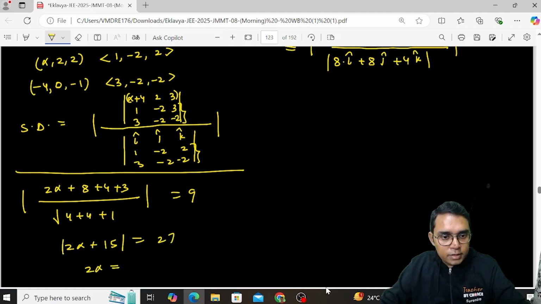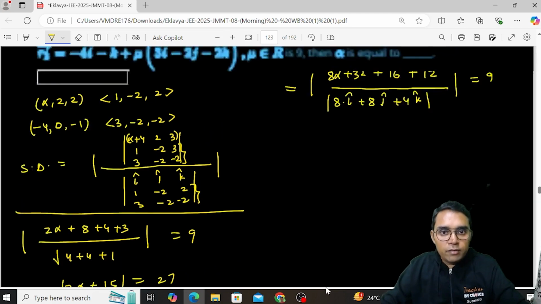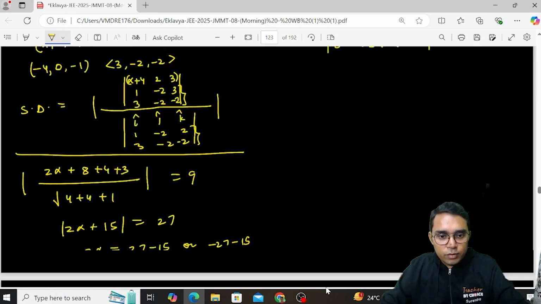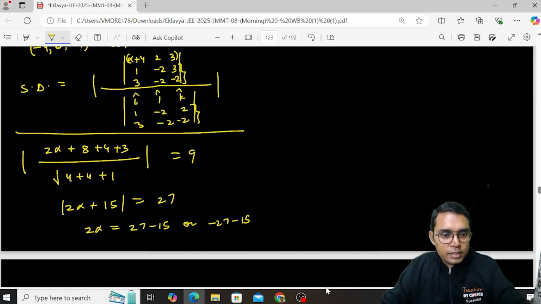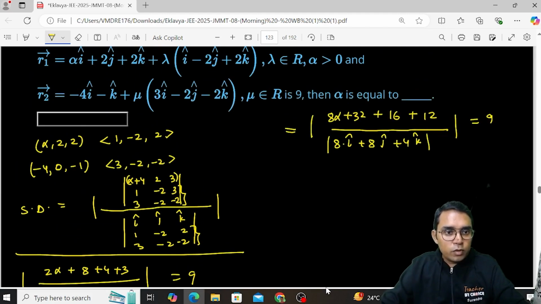So 2 alpha is equal to either 27 minus 15 or minus 27 minus 15, and we are given alpha being, I think, positive. So we will not consider this, we will only consider this. So we get alpha to be equal to 27 minus 15, that is 12 upon 2. So alpha will be equal to 6. So answer for this question should be 6.